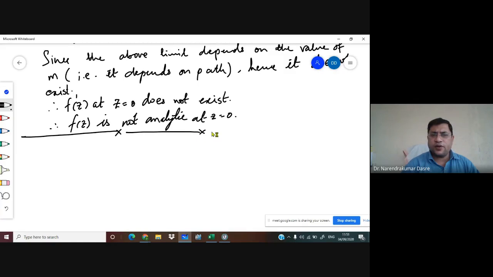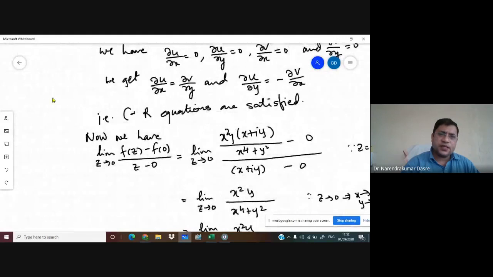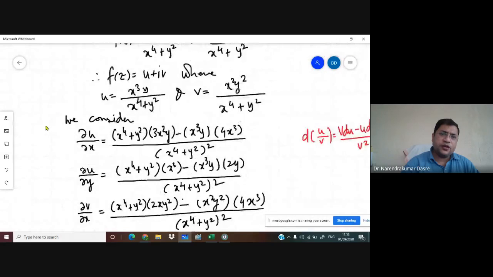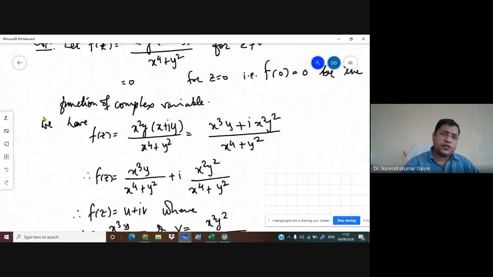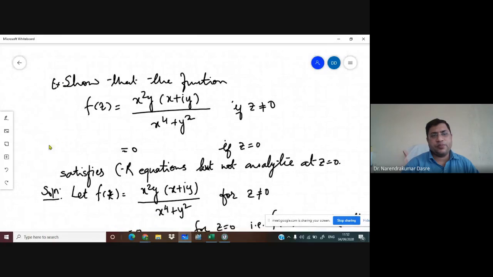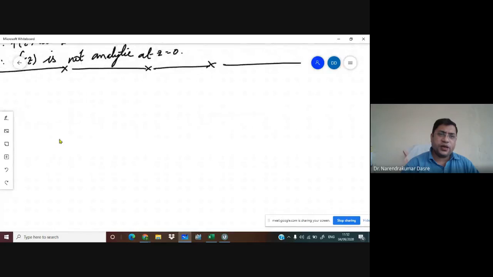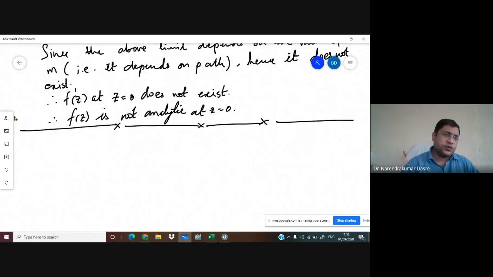So this way, we are able to show that though the CR equations are satisfied at a particular point, the function is not analytic at that point. Okay, that's why we have to be careful. If the function satisfies CR equation, that does not mean it will be analytic. Okay.